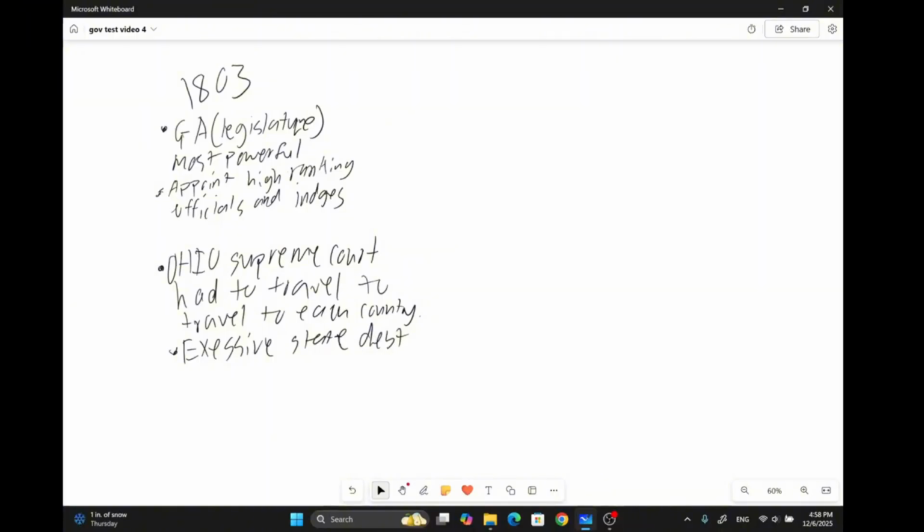And then the next one was excessive state debt. The state could borrow as much money as it wanted, which led to a lot of debt. And then also the governor was very weak. The governor didn't have too much power, although he was elected.